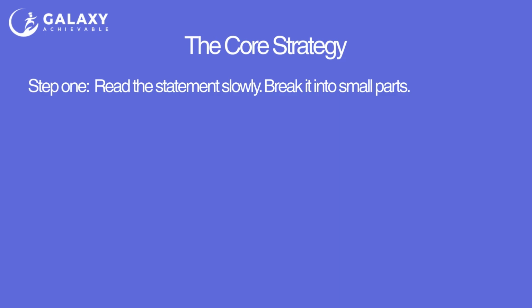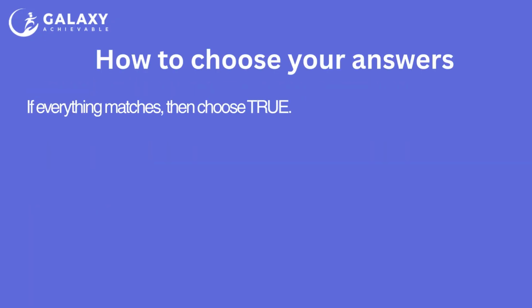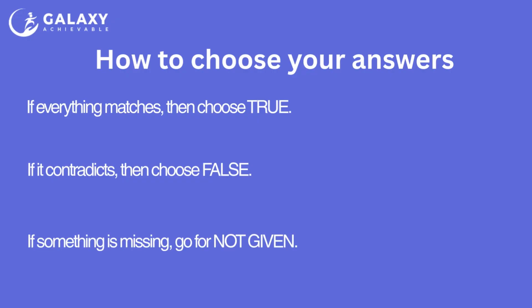Step 1, read the statement slowly. Break it into small parts. Step 2, find the same idea, not the same words in the passage. The context will be paraphrased. Step 3, compare meanings. If everything matches, then choose true. If it contradicts, then choose false. If something is missing, go for not given.